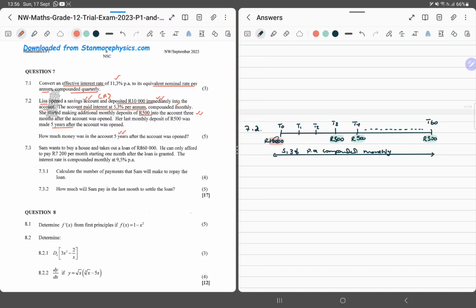It's just 60 terms. Not 61, because we're not going another month further. So it's just going to be 60 terms for this one. Okay, I'm thinking now, am I doing the right thing?